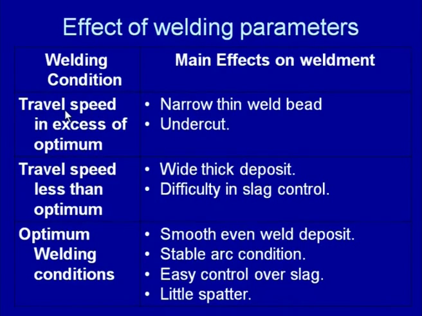On the other hand, the application of the optimum travel speed is desired for supplying the desired amount of heat to the base metal, so that the desired weld bead and penetration can be obtained. But if we do not set the proper travel speed of the arc, then too high a travel speed leads to a thin weld bead and also causes the development of undercut or weld defects, and a travel speed less than the optimum one leads to a wider, thick deposit and also imposes difficulty in control of the slag. Under the optimum welding conditions, we get a smooth and even weld deposit, stable arc conditions, easy control over the slag and little spatter.